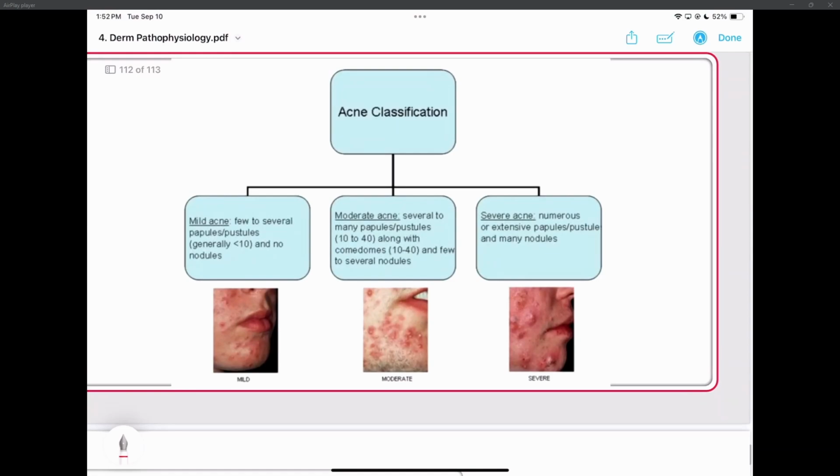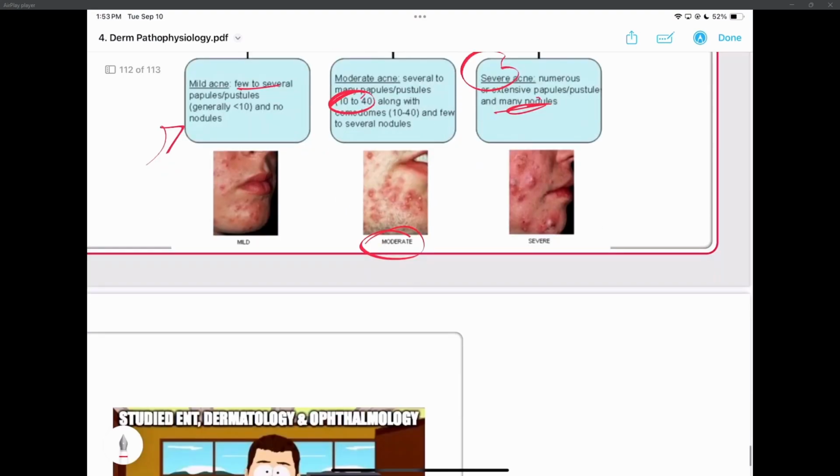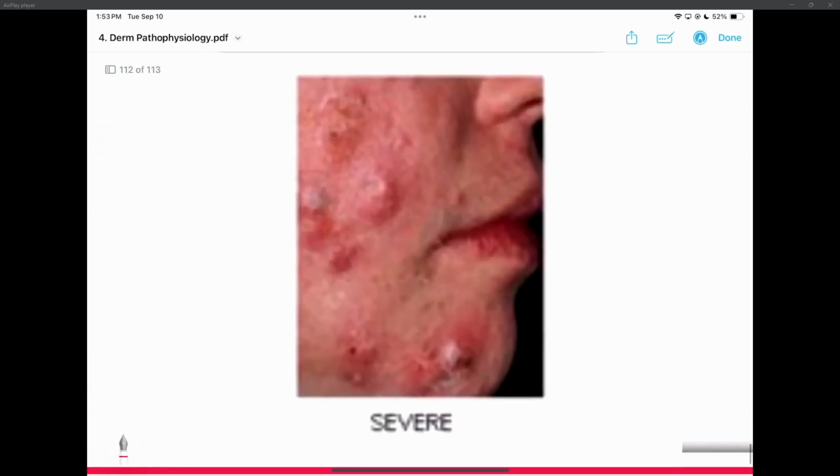So here's your classification. You have your mild acne: few to several papules, less than 10, no nodules. For moderate acne, 10 to 40 pustules or papules, some nodules, not very many. But the severe acne has many, many nodules. You can see how wide these areas are for the acne. Those are the nodular cysts for severe acne.